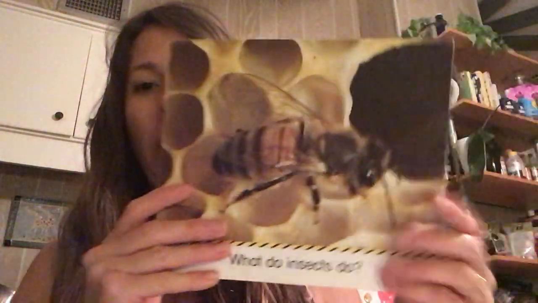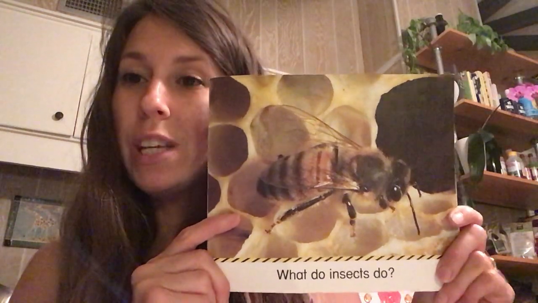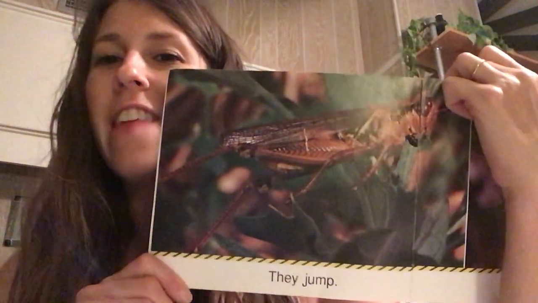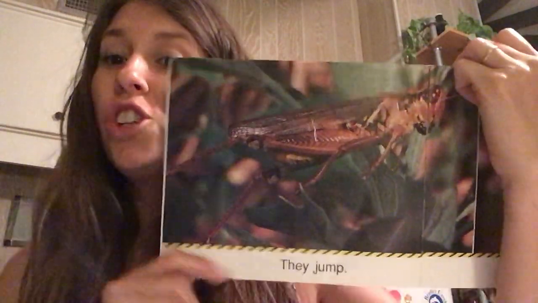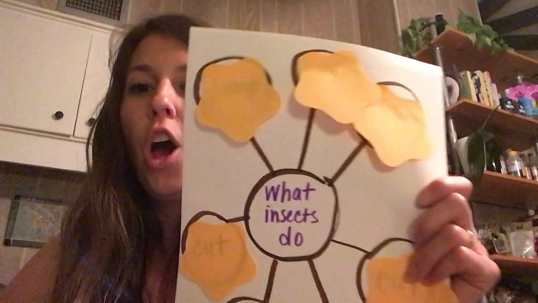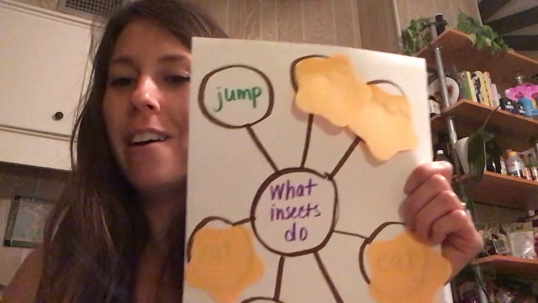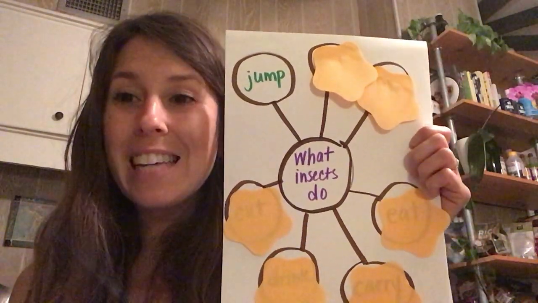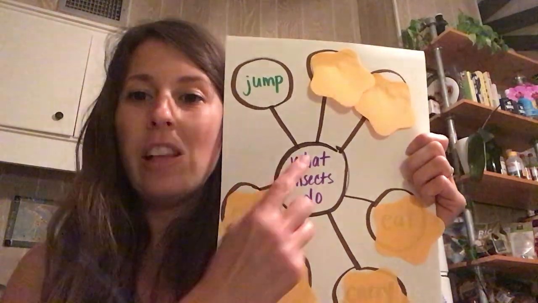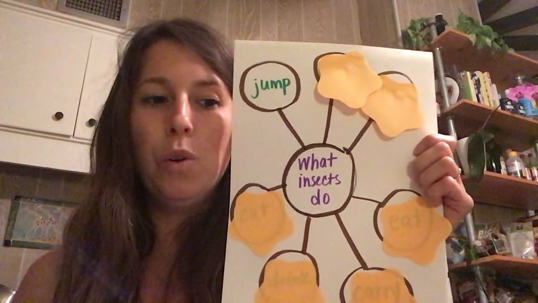Let's just open right up to the first page. Well, the first page was our question, our main idea. What do insects do? What was something in the book that they do? Do you remember this page? They what? They jump. That is a detail that supports the main idea. What insects do, one thing is, they jump. Can you think of any more details that we learned in this book that support what insects do?